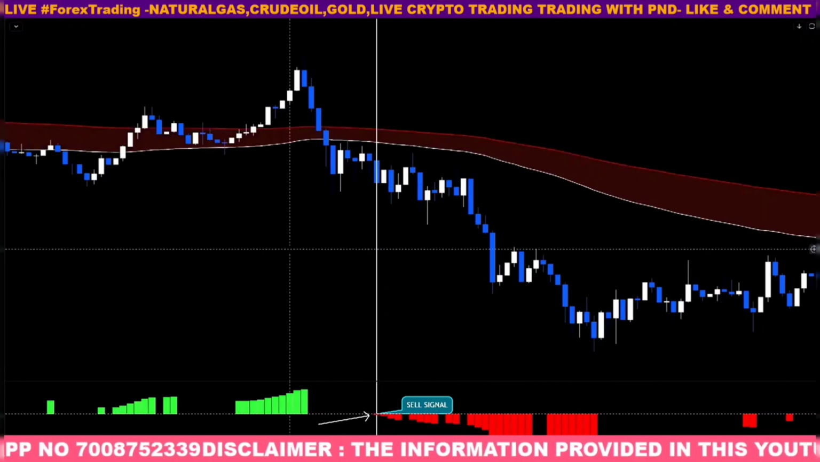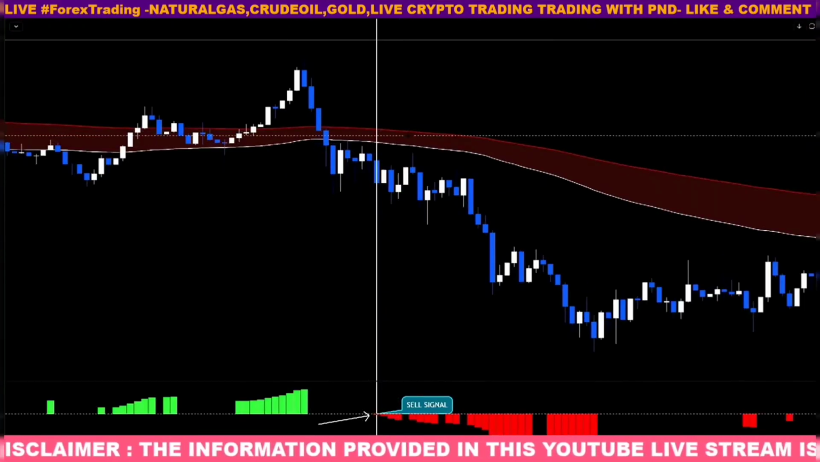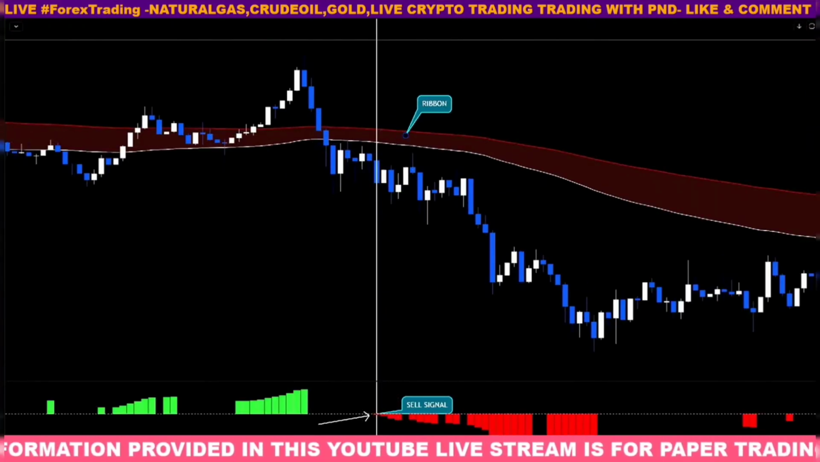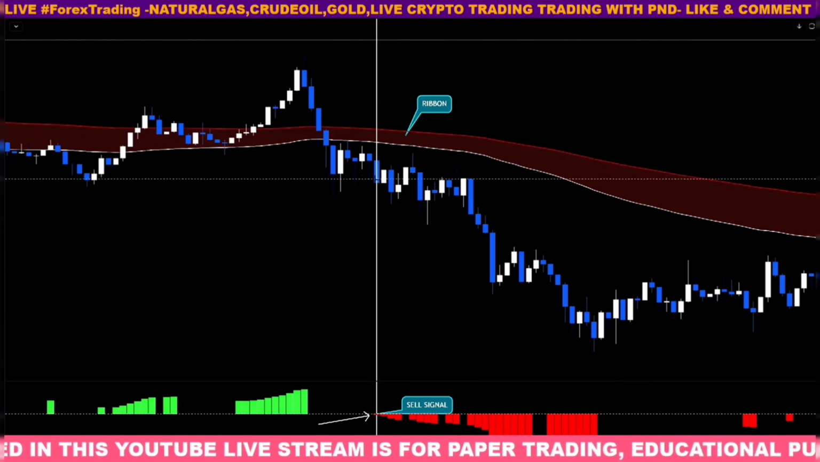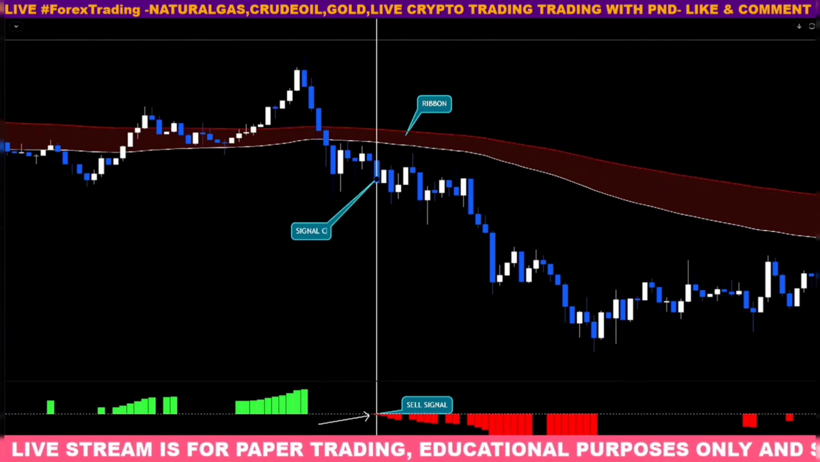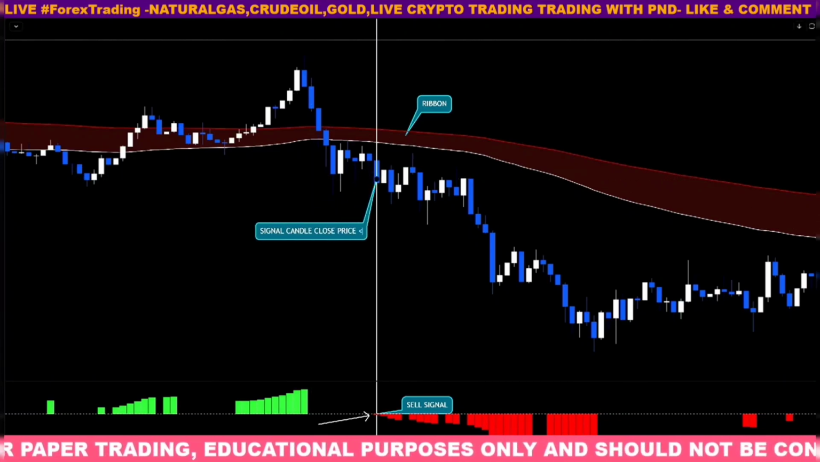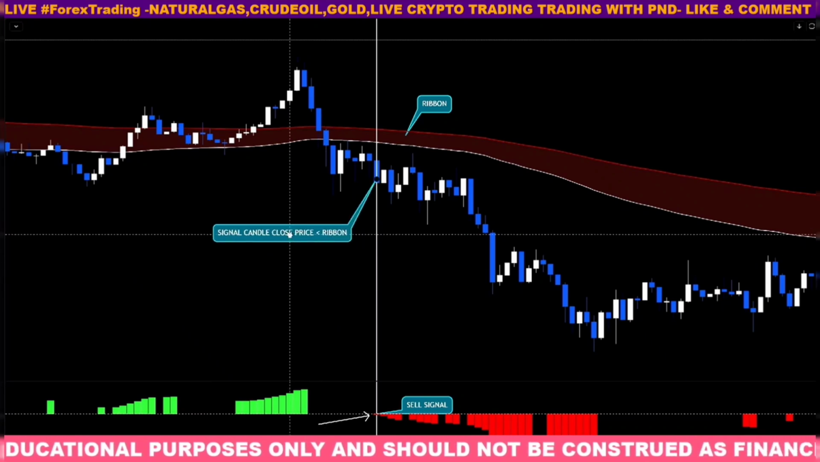Now we need to confirm the trend using our 200 EMA filter parabolic SAR ribbon. If the sell signal candle closes below the ribbon, it means the trend is also a downtrend and our sell signal is valid. Boom, you've got a potential sell trade.